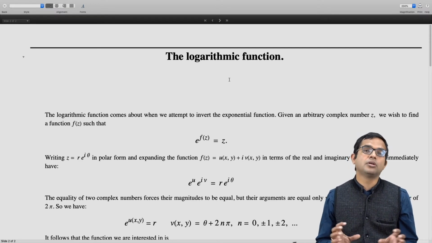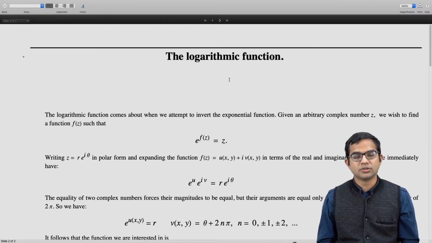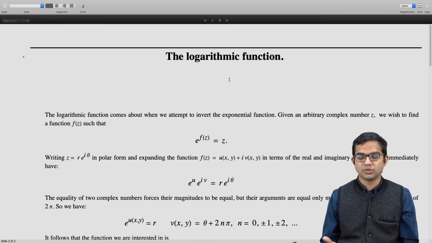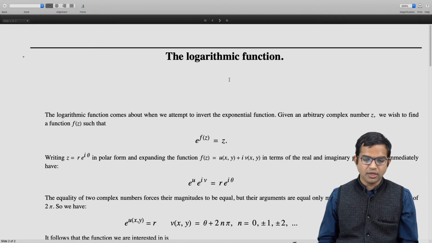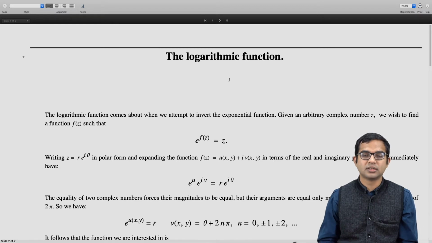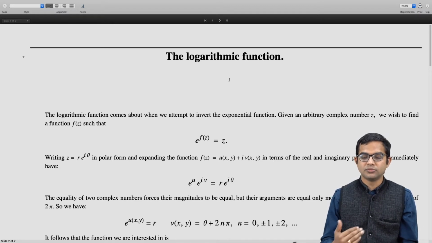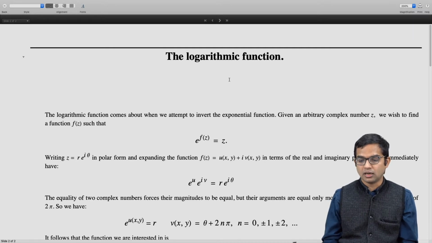Whenever you're comparing two complex numbers, if you want their equality, we know that the modulus of each of these complex numbers must necessarily be the same. So e to the u, which is the modulus on the left hand side, must be equal to r. And also, if e to the iv is equal to e to the i theta, we're saying that the arguments of these complex numbers are the same. There is some freedom, right? As far as the relationship between v and theta is concerned, they don't have to be exactly the same, but v of x comma y can differ from theta by an integral multiple of 2 pi.